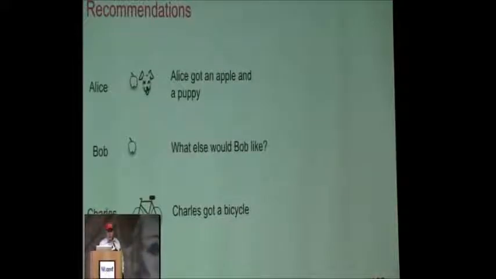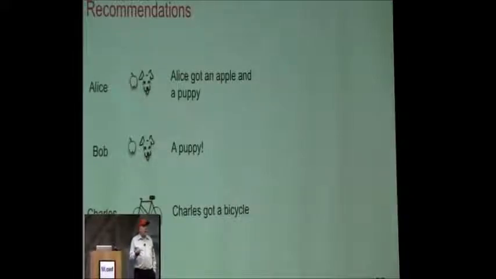But anyway, so Bob got an apple. What else would Bob like? Well, of course he wants a puppy because that's what Alice got, and she had an apple too. So that's the similarity we see between Bob and Alice. Now, Bob also wants a pony.